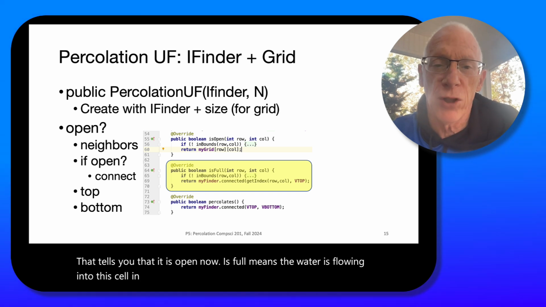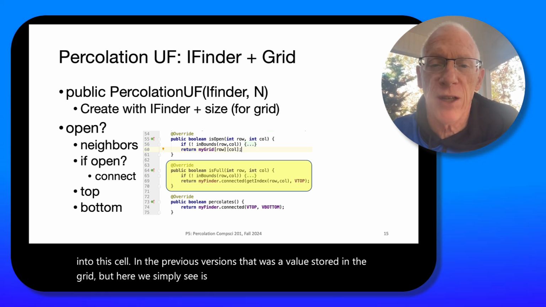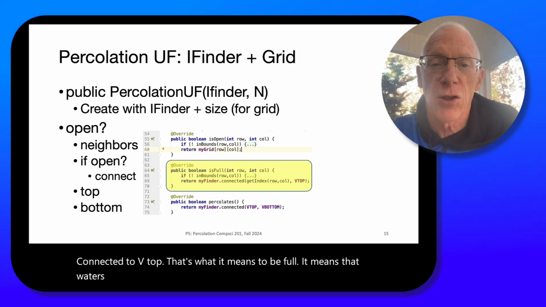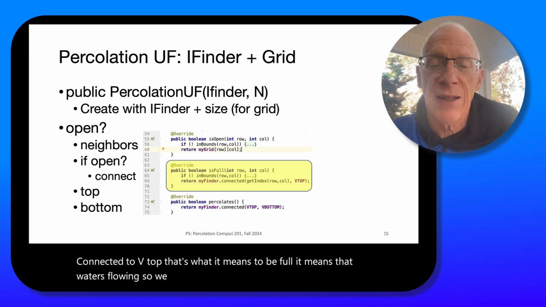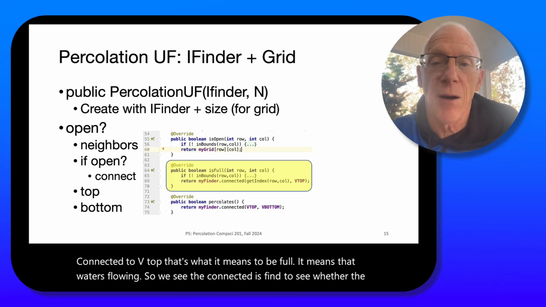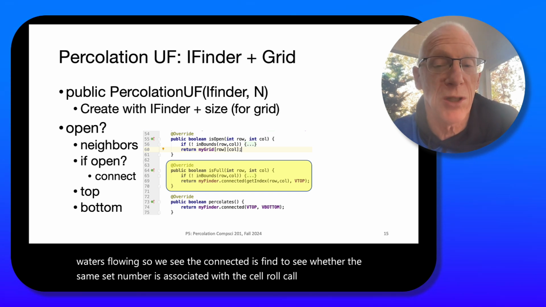In the previous versions, that was a value stored in the grid. But here, we simply see, is this specific cell connected to VTop? That's what it means to be full. It means that water's flowing. So we see that connected is find, to see whether the same set number is associated with the cell, row, call, and VTop, which is a set index.